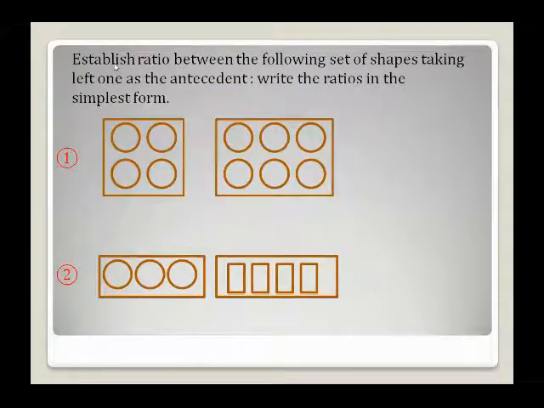Here is question number 1, which is to establish ratio between the following sets of shape. Taking left one as the antecedent, write the ratios in the simplest form. Now, the first part is here is a box in which the 4 circles are there, and in the another box there are 6 circles there. Firstly, we write the ratios between them and then simplify them if there is possibility. Now, the first one is 4 circle here, then we make the ratio here, and here we write the 6. Now 4 ratio 6, okay, there is a simplification between them, so we simplify them and we write 2 ratio 3. This is the simplest form of this ratio.